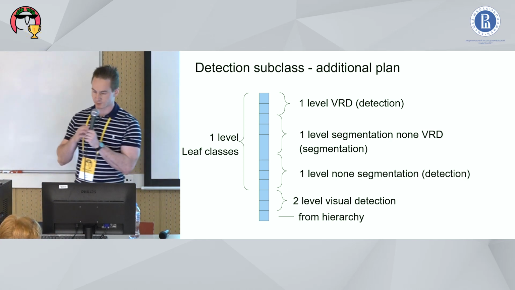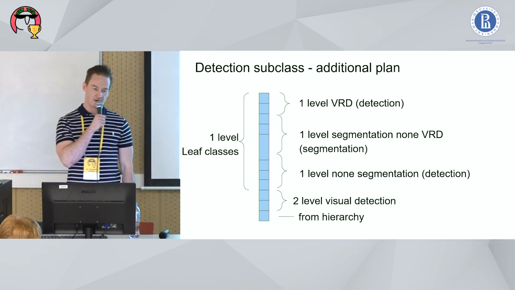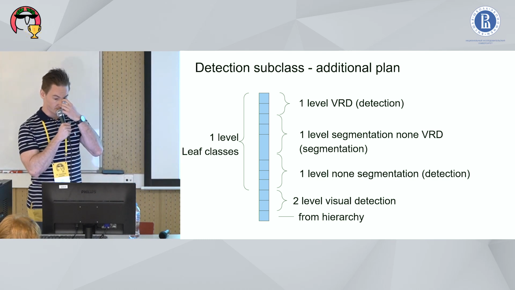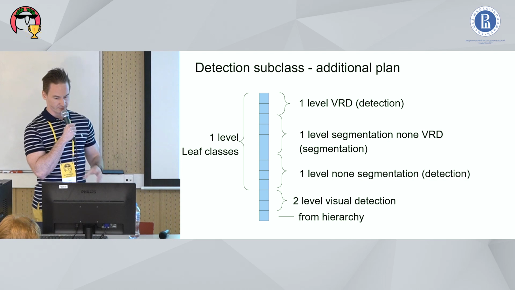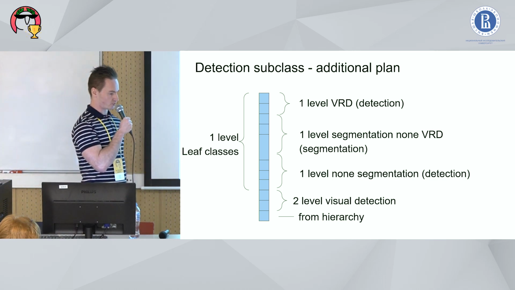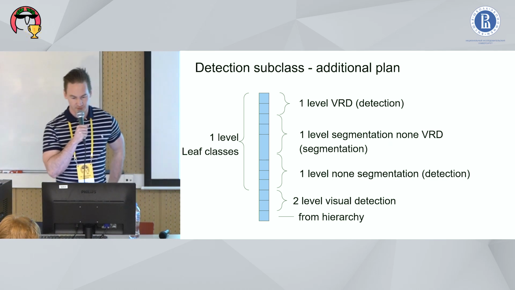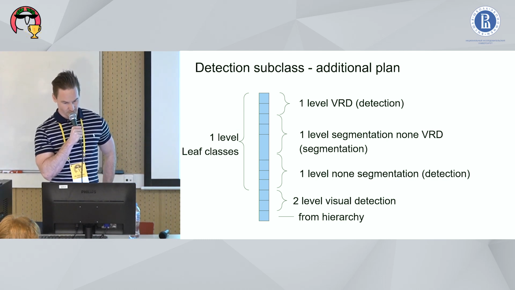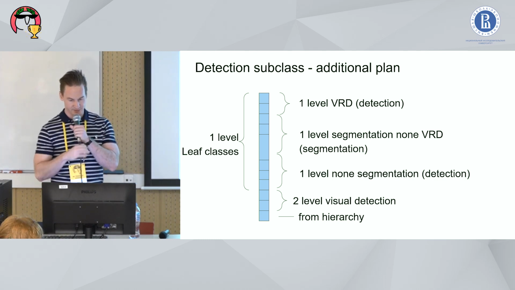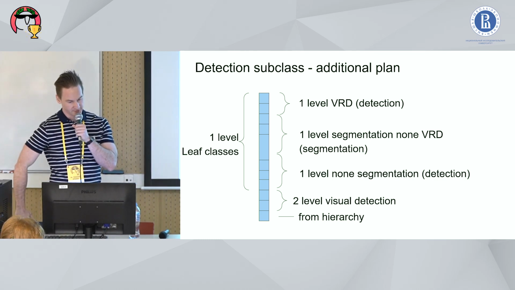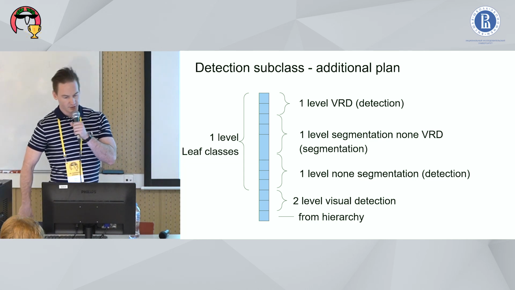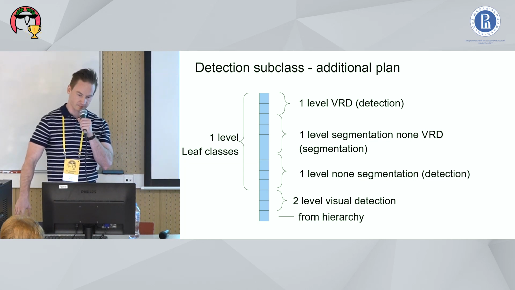So that was all about the segmentation task, and then I switched to the detection task. As I planned, I had a very good pre-trained model for the segmentation classes, and these classes were a subset of the detection classes. So I decided to split the whole set of first-level classes into three groups in the initial plan.